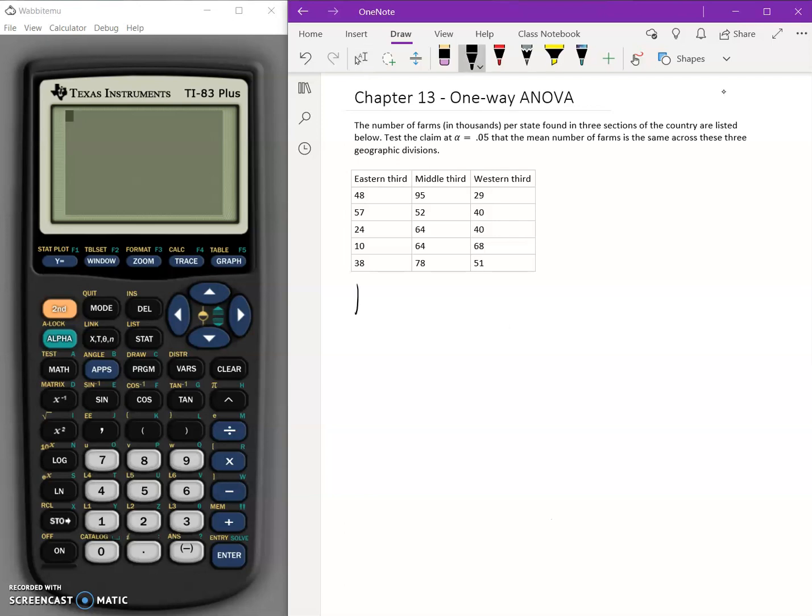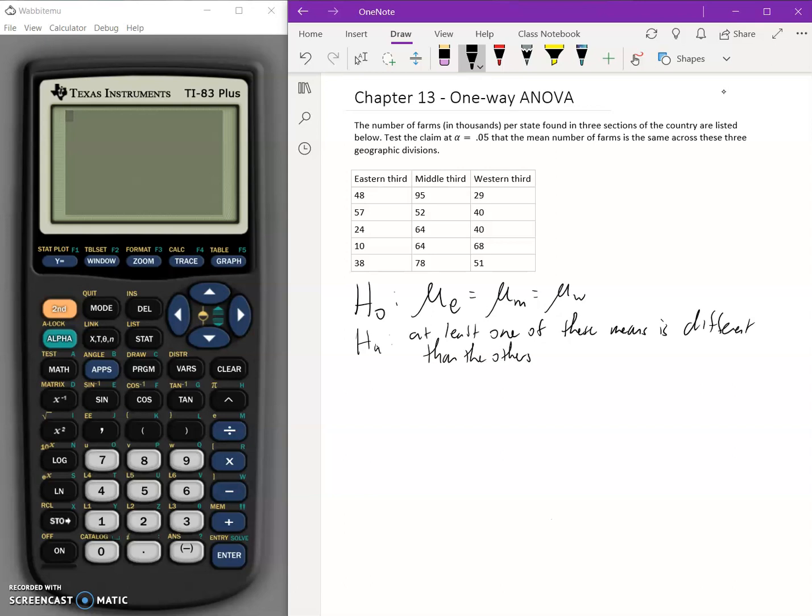So our null hypothesis in this case is going to be mu sub E is equal to mu sub M, which is equal to mu sub W. So I'm using the subscripts to indicate these groups. And then my alternative hypothesis is that at least one of these means is different than the others. So we're saying at least one of these means is going to be different than the others.